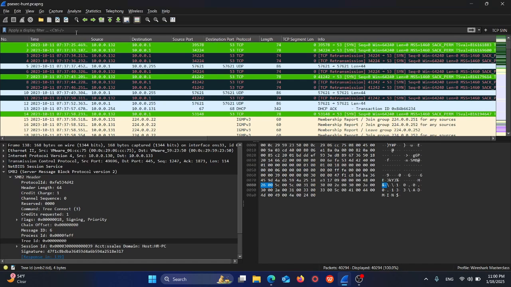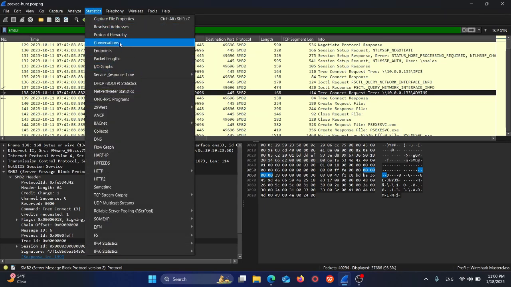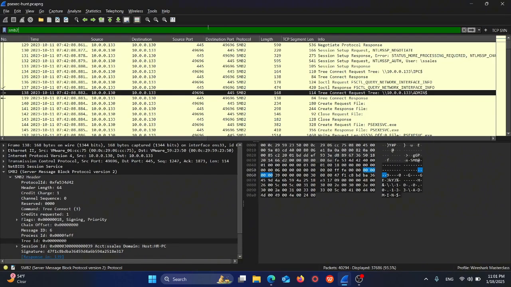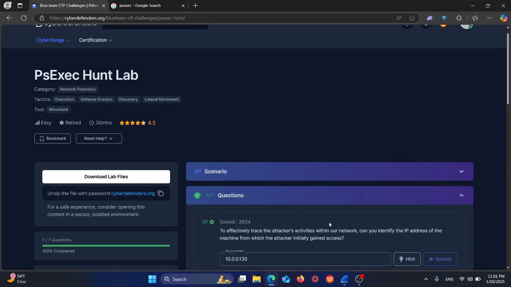PSExec uses the SMB protocol for lateral movement. So if you search for SMB2 and look at the statistics, conversations, IPv4, indeed you can see that the source IP is actually 10.0.0.130. It's trying to access 131 and 133. So indeed, the initial compromise was started by this IP address, 10.0.0.130. Here it is, 130.